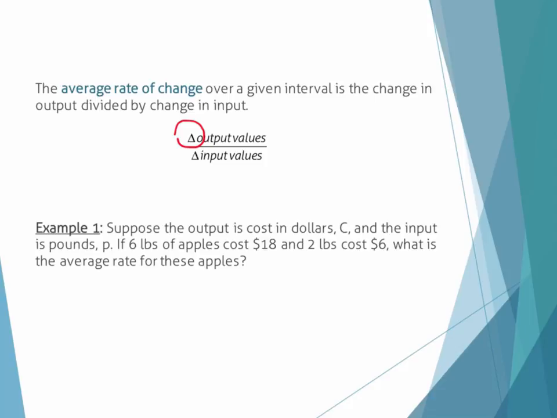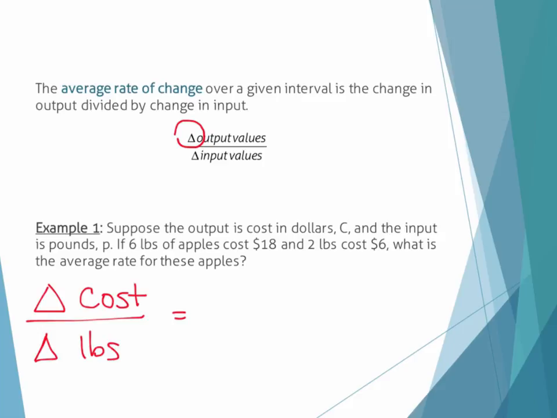Suppose the output is cost in dollars C and the input is pounds P. If 6 pounds of apples cost $18 and 2 pounds cost $6, what is the average rate for these apples? So I have the change in my cost, since that's the output, divided by the change in pounds, which is my input.